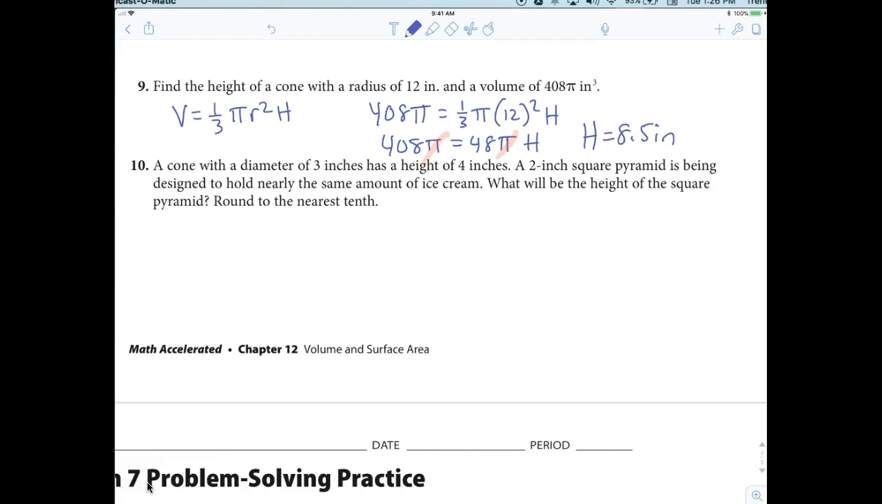All right, so listen, I do think I'm going to run out of time here, but I still want to show you this real quick. Please look up. First of all, they talk about a cone with a diameter of 3 inches and a height of 4 inches. A 2-inch square pyramid is being designed to have the same amount of ice cream. So that means the two volumes are going to be what? The same. The two volumes are going to be the same. So the cone has a diameter of 3.